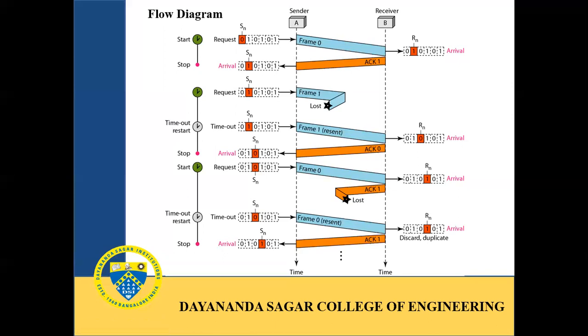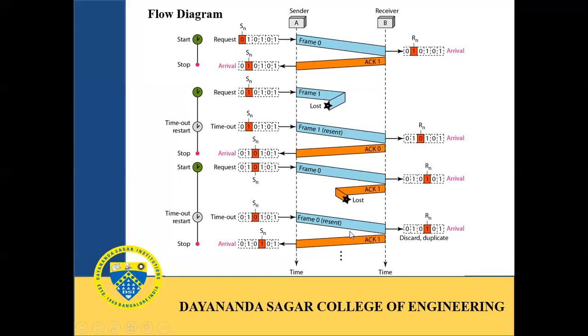Now we'll see the third case where an acknowledgement is lost. What happens? The frame 0 is sent by the sender side, the receiver receives it and gives the acknowledgement requesting for the next frame 1. But the acknowledgement is lost. So at the sender side, again the timeout happens. So the sender realizes that again there is some problem, so it will resend the frame.